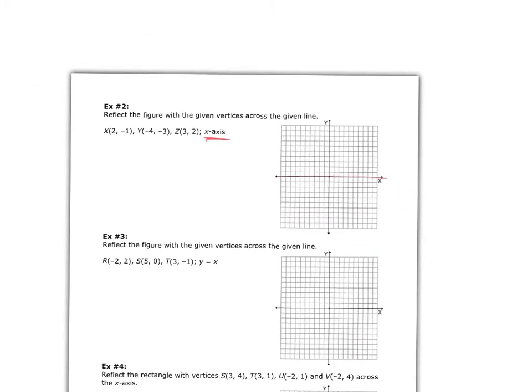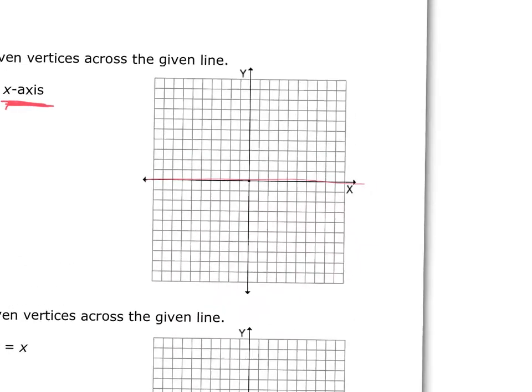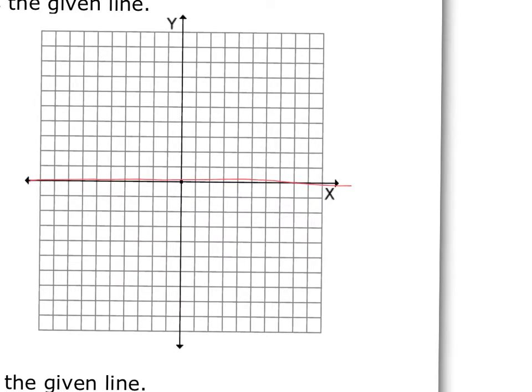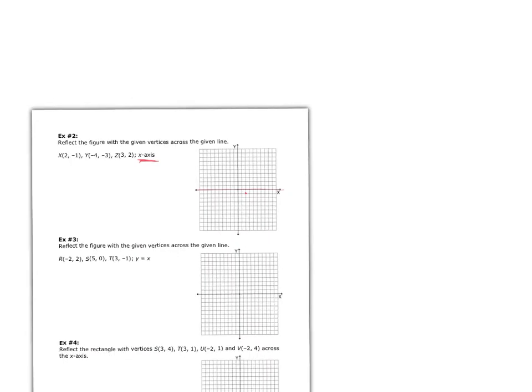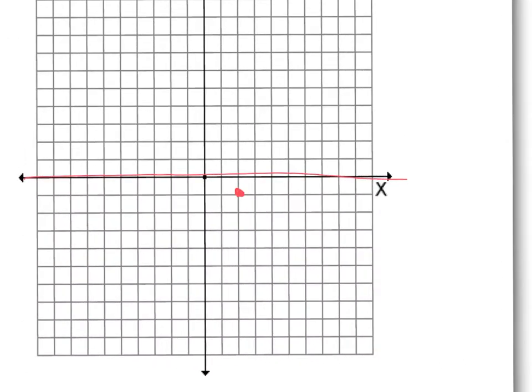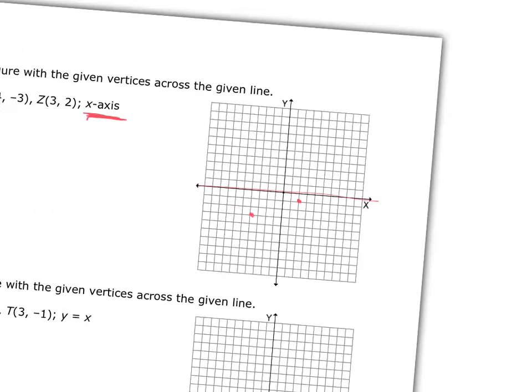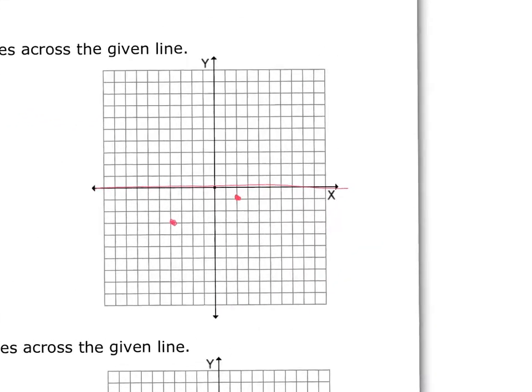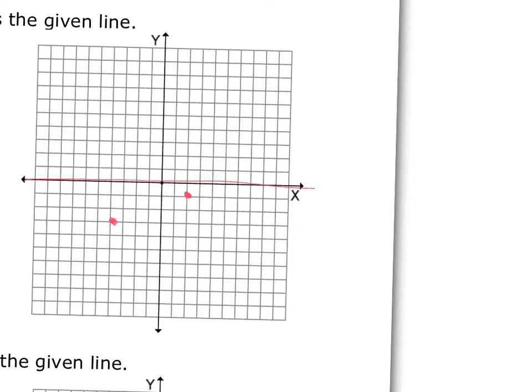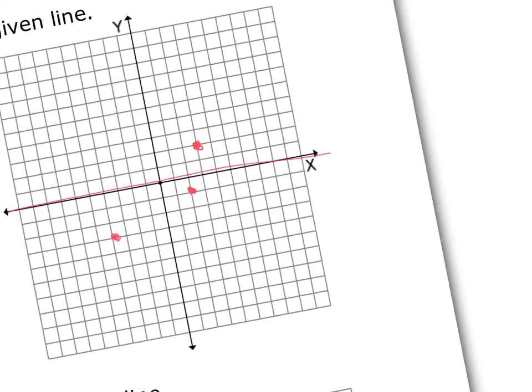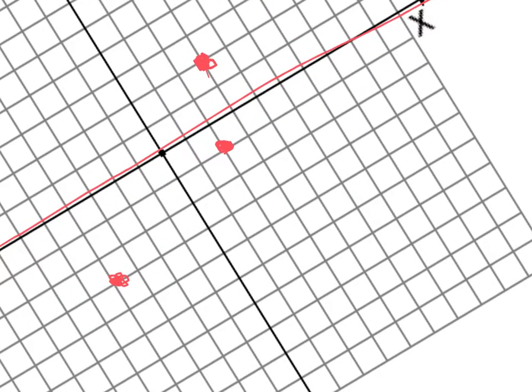So we need to go ahead and plot these 4 points. So we have (2, -1). Plot a point. Then we have (-4, -3). So go left 4, 1, 2, 3, 4, and down 1, 2, 3. Next we have (3, 2). Okay, so up, or 1, 2, 3, up 2, and there's your point. Okay, so now we want to go ahead and draw our points between these.